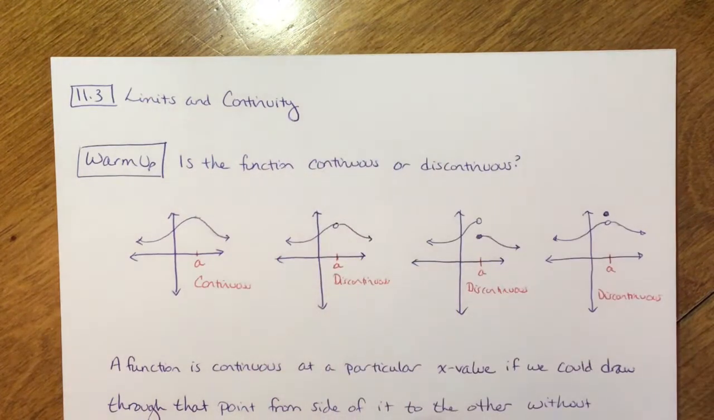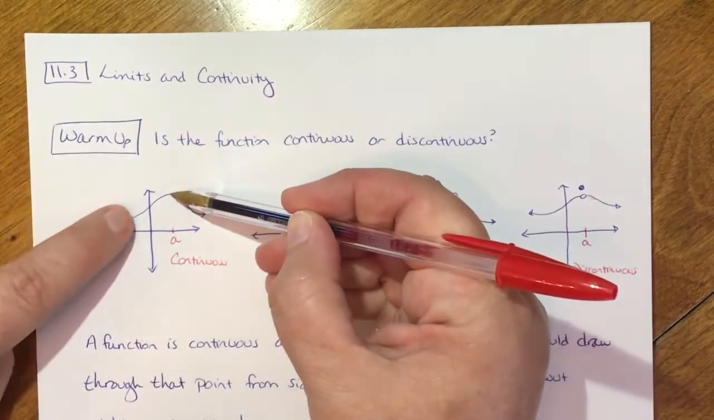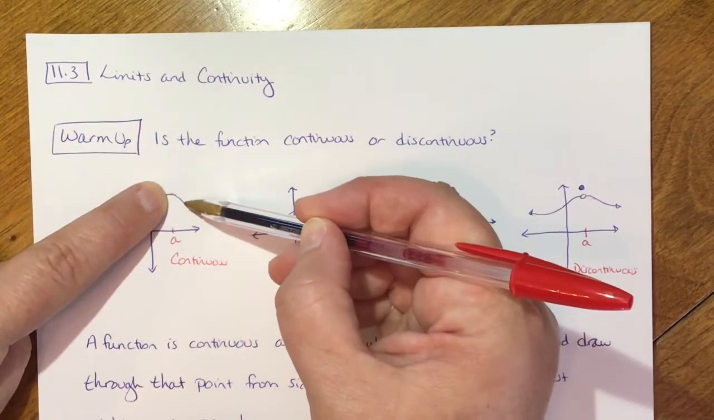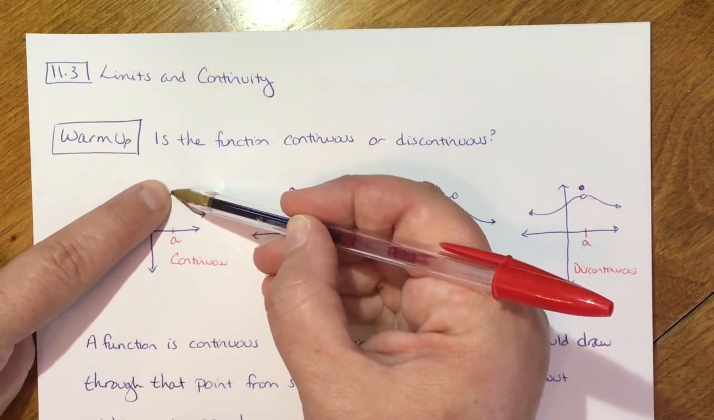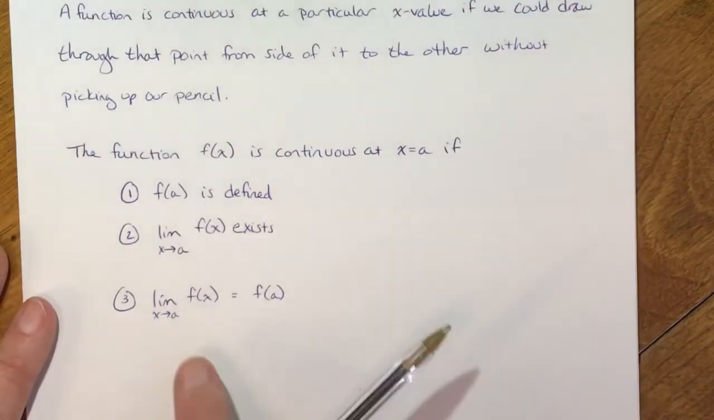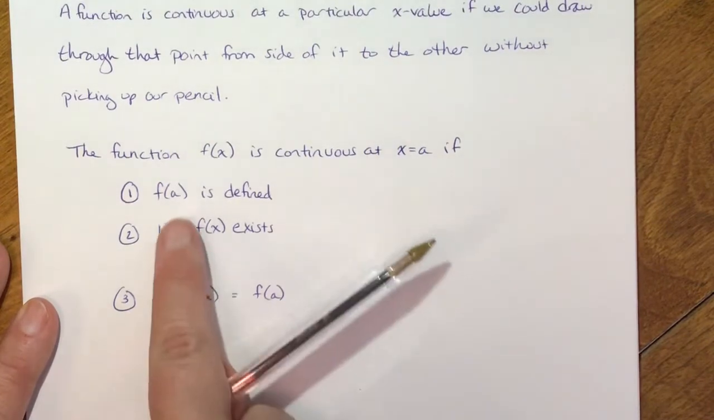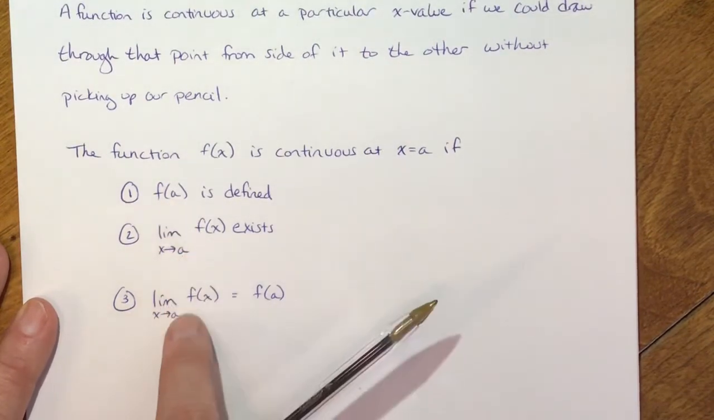The next thing we want to know is, does the limit exist? The limit exists if, as we approach a from the left and as we approach a from the right, we're headed to the same place. Right? The left and right hand limits agree. And then the third thing, the value of the function at a has to be the same thing as the limit.